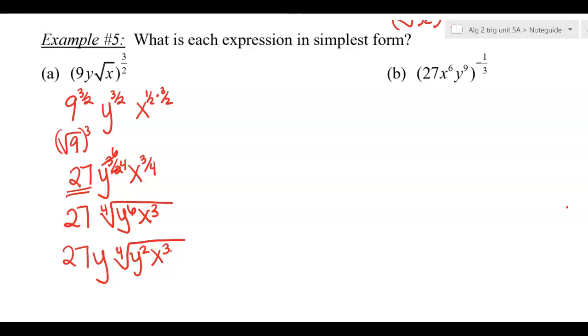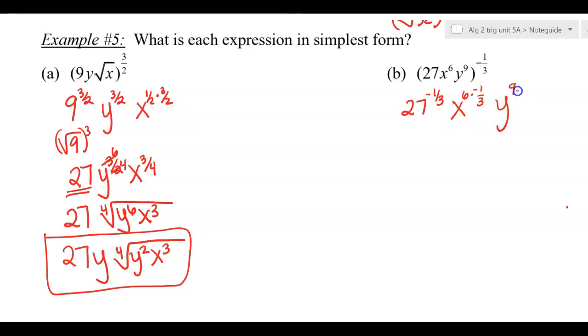Now I know that this and this could simplify, but I don't want them to simplify because there's other things underneath the radical and I want to keep them all underneath one radical together. Okay? And then for the second, we'd have the same. So we're going to just distribute that negative 1/3 exponent to everything.